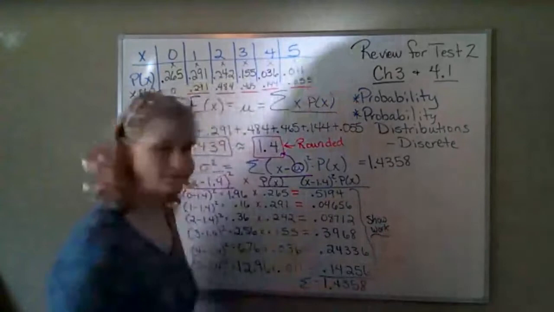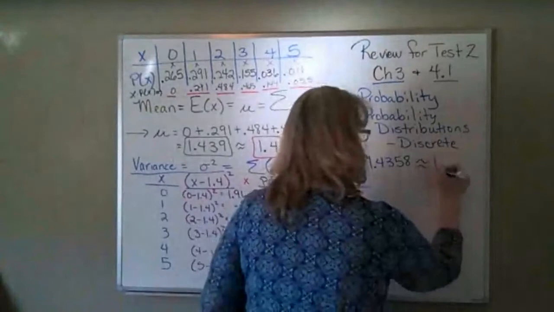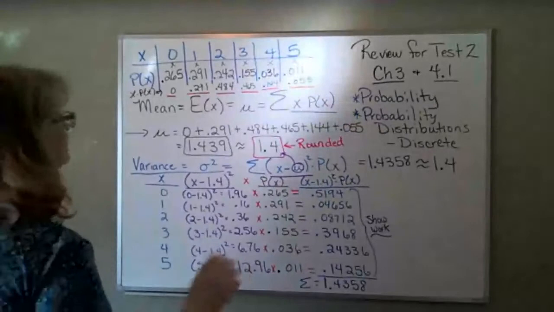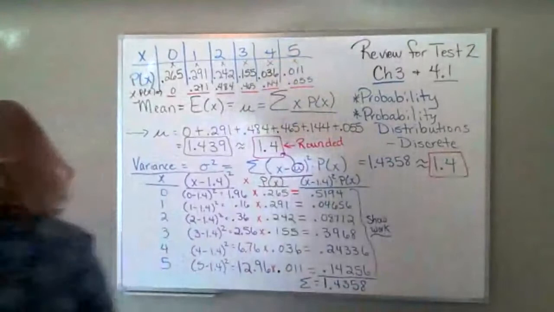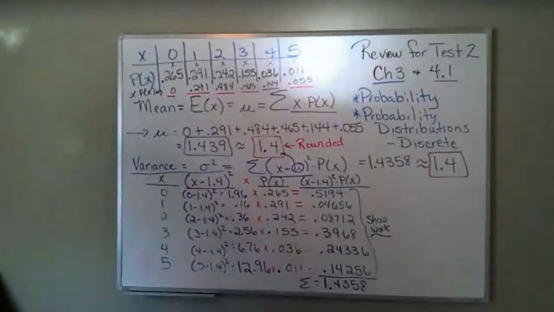Now, on this one, it tells me to round this to one decimal place. So I'm going to round that to 1.4. Ironically, that's the same as the mean, but that's just coincidence. So I got 1.4 for my variance as well as my mean on this. Let's see if my answer is right. It is.